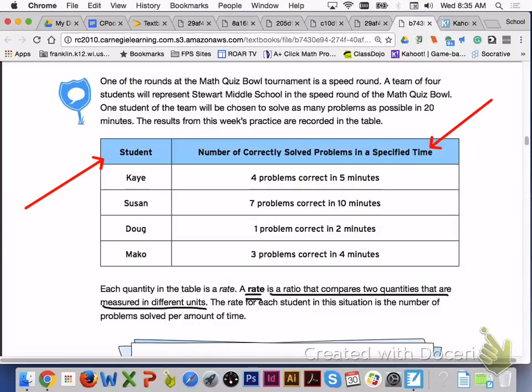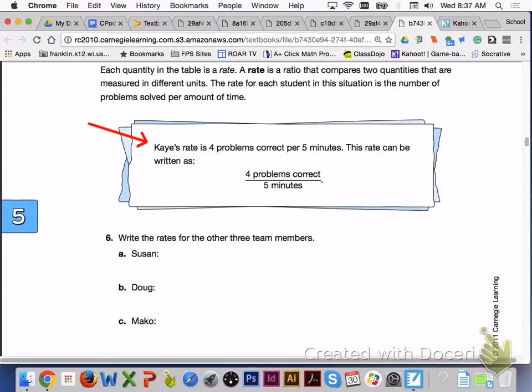Each quantity in the table is a rate. A rate is a ratio that compares two quantities that are measured in different units. The rate for each student in this situation is the number of problems solved per amount of time. Kay's rate is 4 problems correct per 5 minutes. This rate can be written as a ratio, 4 problems correct per 5 minutes.